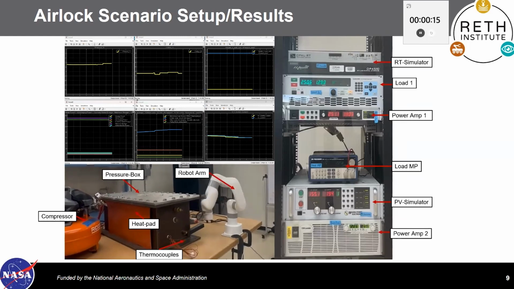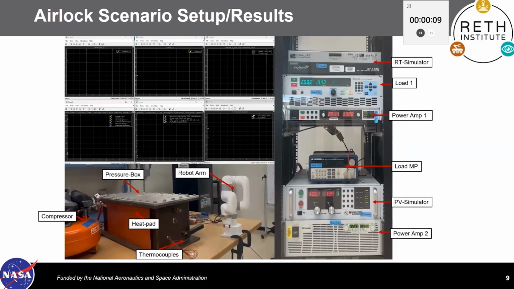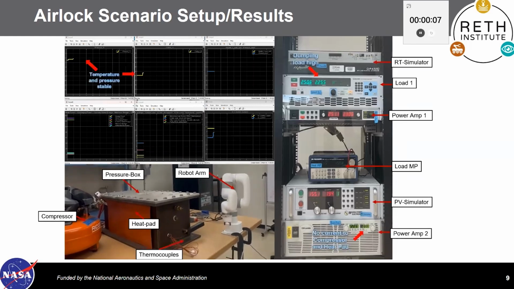So now the robot is repairing, and we can see the behavior of the other systems, which were simulated and running in real time. Next slide, please.